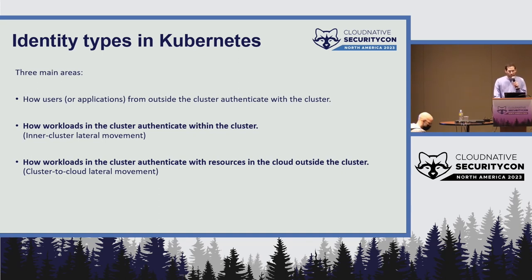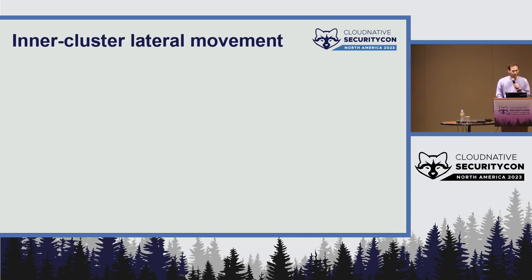Point two will be relevant for the inner cluster lateral movement, and point three will be relevant for the cluster to cloud lateral movement. So we are starting with inner cluster lateral movement, and let's assume that we have a pod in our cluster that is compromised. Now, pods can become compromised in multiple ways. Let's say that I have a pod that runs a web application, and that web application is vulnerable, and somebody exploited this vulnerability. So now we have a cluster with a vulnerable pod.